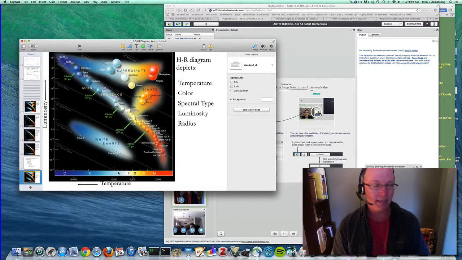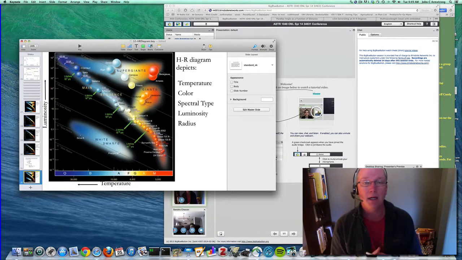Okay, so I think I'm going to stop there, because next time we're going to talk a little bit about star clusters and how we can use this information to get things like the ages of stars and the distances to stars by looking at star clusters. So I just want to stop there and see if there are any questions on the basic HR diagram.